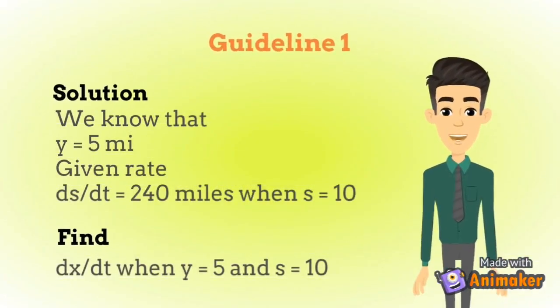To solve the problem, we have to follow the guidelines. Guideline 1. Solution. We know that y equals 5 miles. Given rate, ds over dt equals 240 miles per hour when s equals 10. Find dx over dt when y equals 5 and s equals 10.